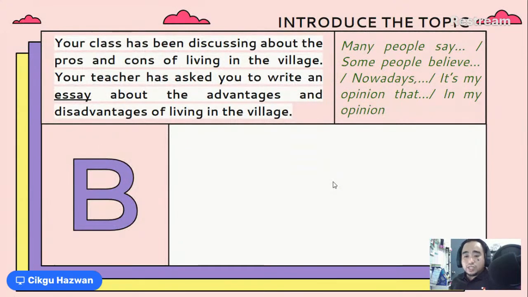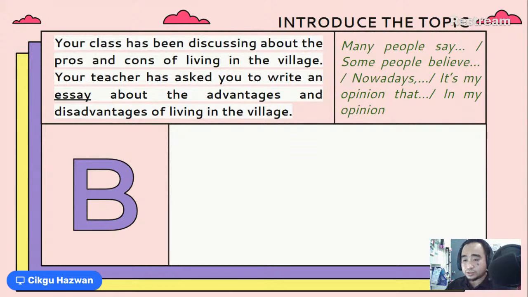Okay, let's go to introducing a topic. Tadi kita buat this question, you have understood the text, you have understood the task, and then let's introduce the topic. The topic is living in the village. So just focus on this part. Don't go to the 3 dotted. Your class has been discussing about the pros and cons of living in the village. Your teacher has asked you to write an essay about the disadvantages and advantages of living in the village.